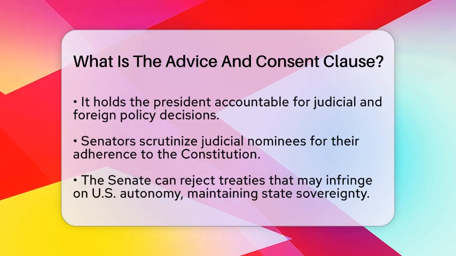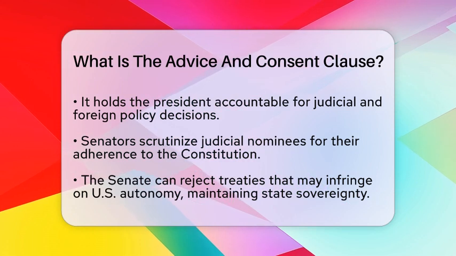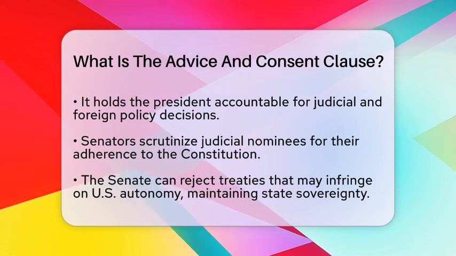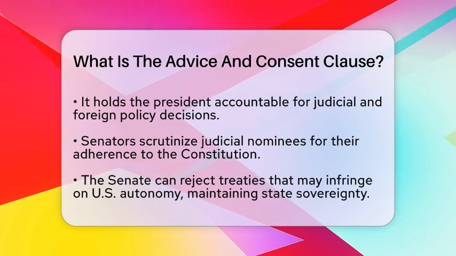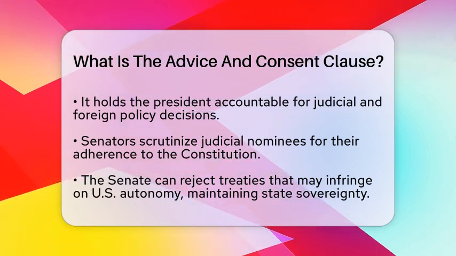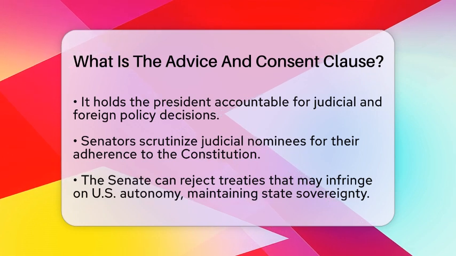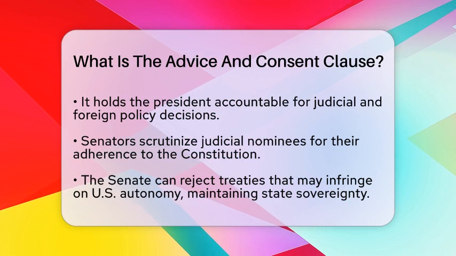The Senate's role also ensures that international agreements align with national interests. For example, if a treaty is perceived as infringing on U.S. autonomy, the Senate can reject it. This oversight is crucial for maintaining state sovereignty and ensuring that the executive branch does not overreach its authority.